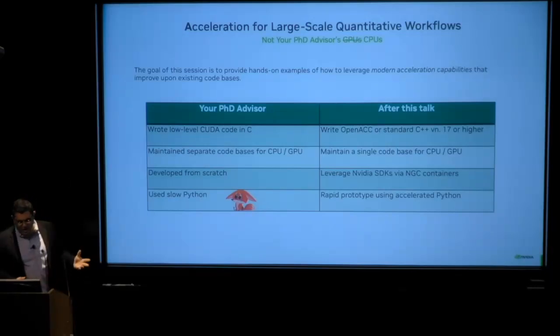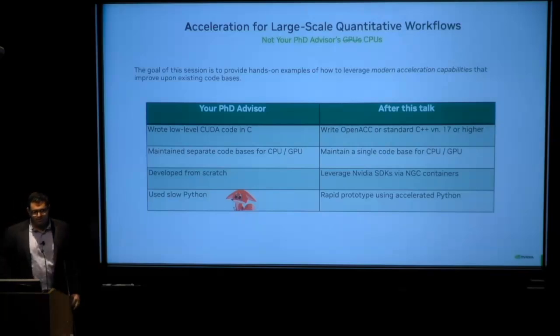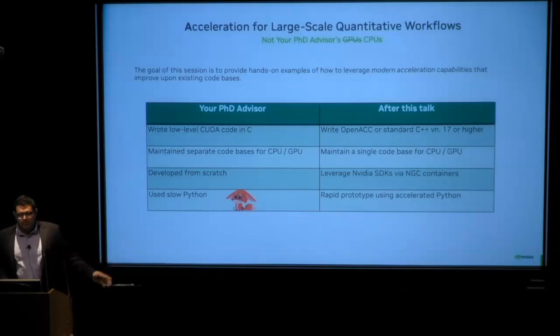The goal for today is to provide some hands-on examples for how to leverage modern acceleration capabilities to improve on your existing code bases. And so your PhD advisor may have written some low-level code in C or C++, maybe had separate code bases for CPU code and GPU code, probably wrote some algorithms from scratch, maybe because they didn't exist at the time in other libraries, or if they're a little bit more recent, maybe use some Python.